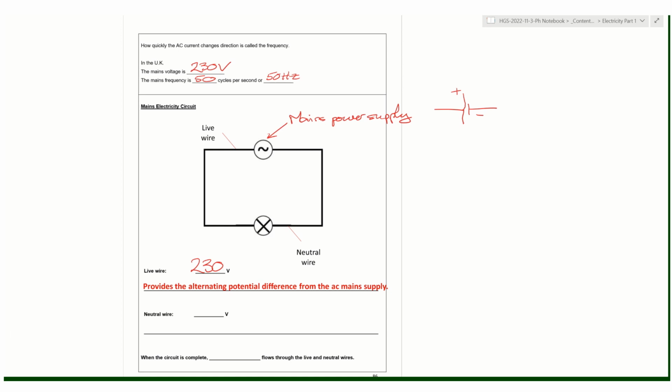The neutral wire has a different job. Its job is to complete the circuit so that when we have this alternating potential difference of 230 volts, the neutral wire is there to complete the circuit so the alternating current can flow. But its potential difference is zero. So the current will flow from the live wire through to the neutral wire, but it will change direction. So it will be going this way at one point, and then it will be going back the other way at another.